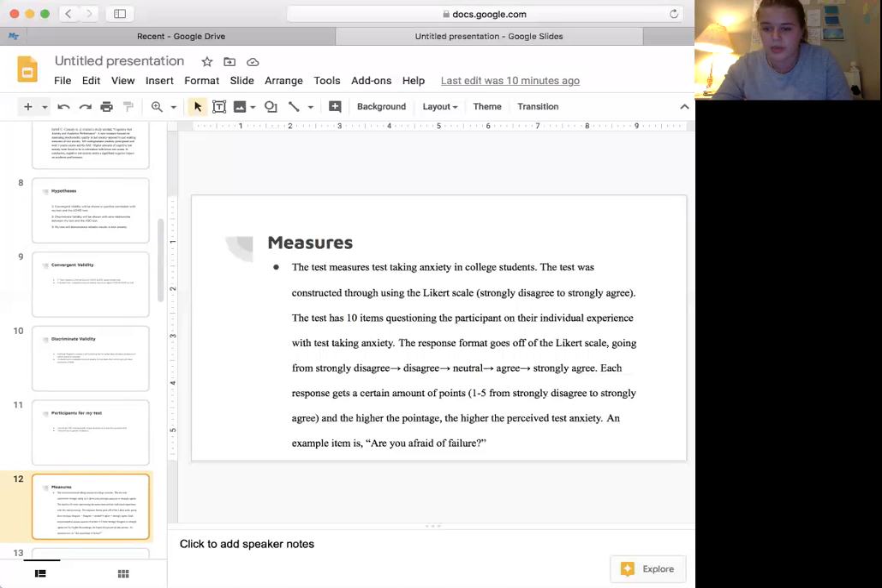The response format goes off of the Likert scale, going from strongly disagree, disagree, neutral, agree, to strongly agree. Each response gets a certain amount of points, 1 through 5, from strongly disagree to strongly agree. And the higher the point total, the higher the perceived test anxiety. An example item is, are you afraid of failure?